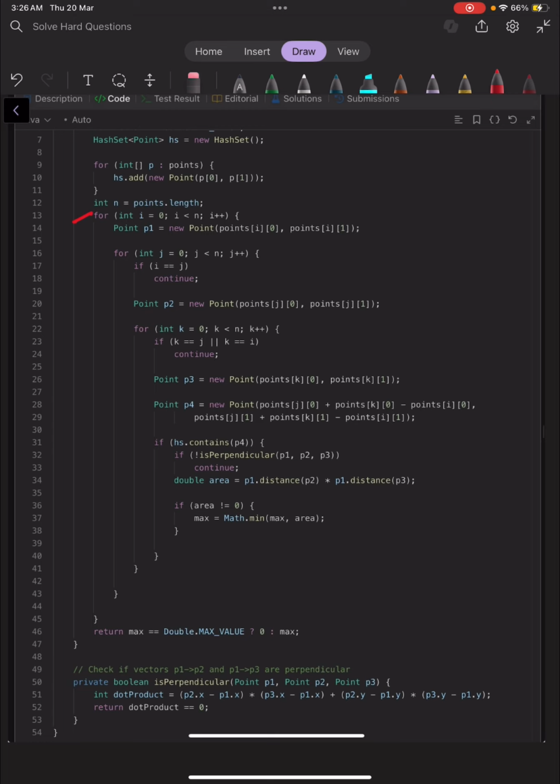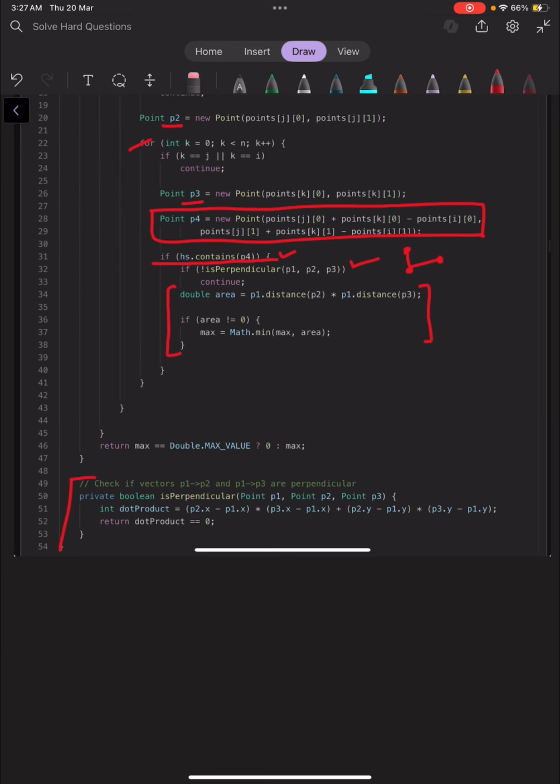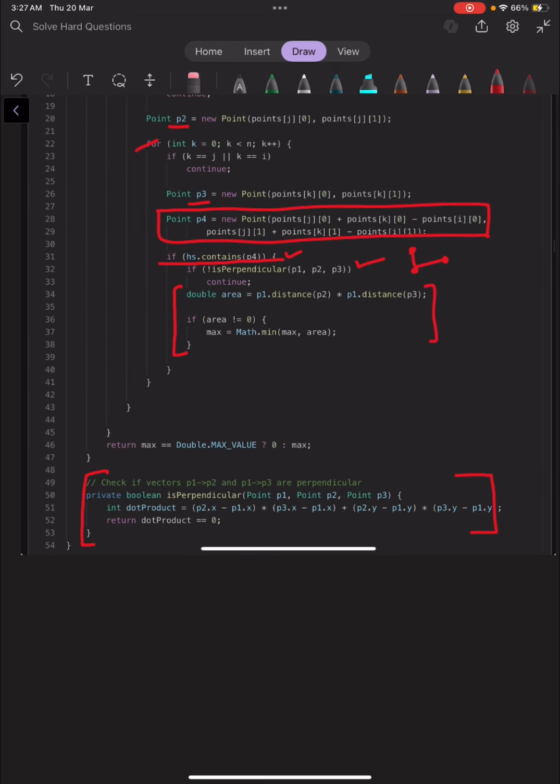So here we have taken 3 nested loops to get P1, P2, P3. Then we are calculating P4 using the formula, then checking if it exists in our set or not. If it does, then we are checking that these 3 points are perpendicular, and then we are calculating the area. And to check whether it is perpendicular or not, this is the method we are using.